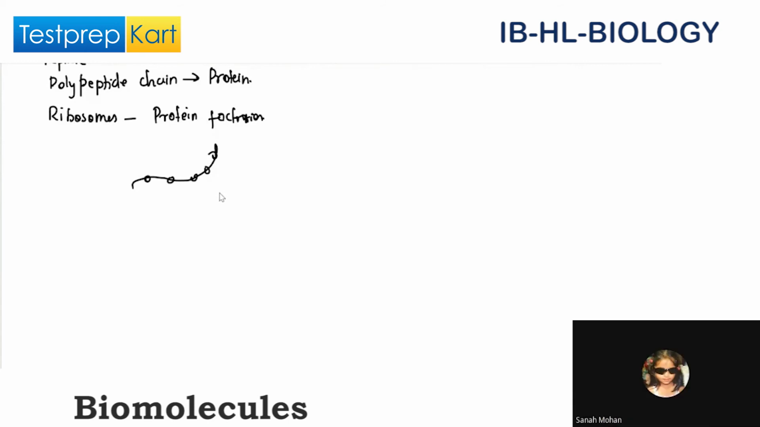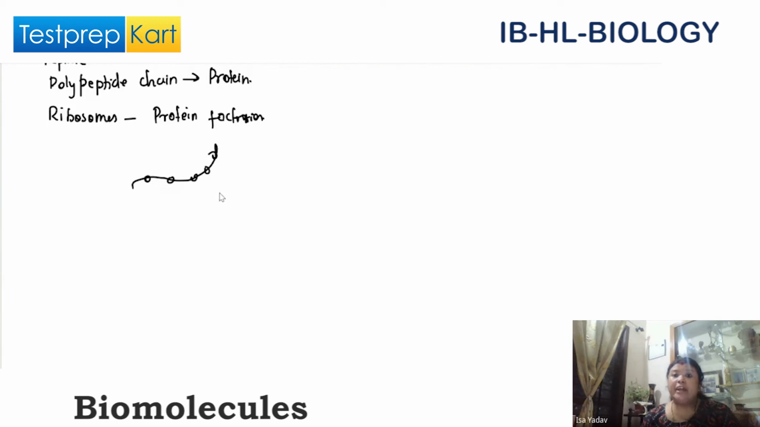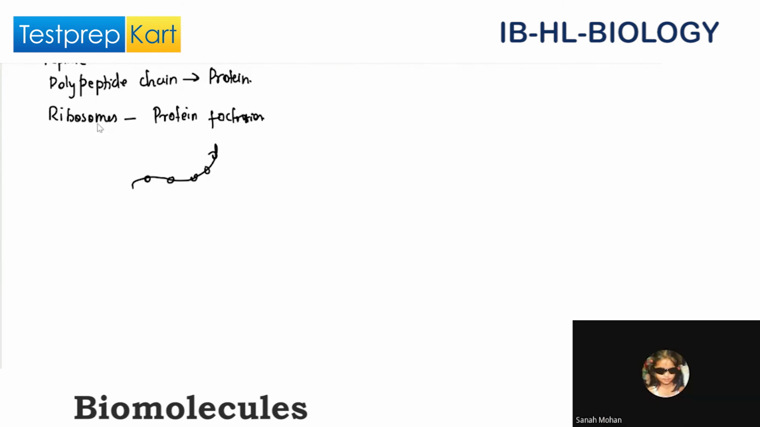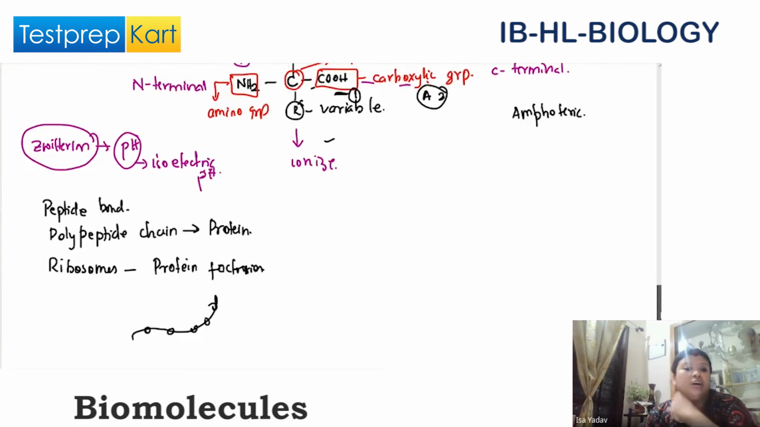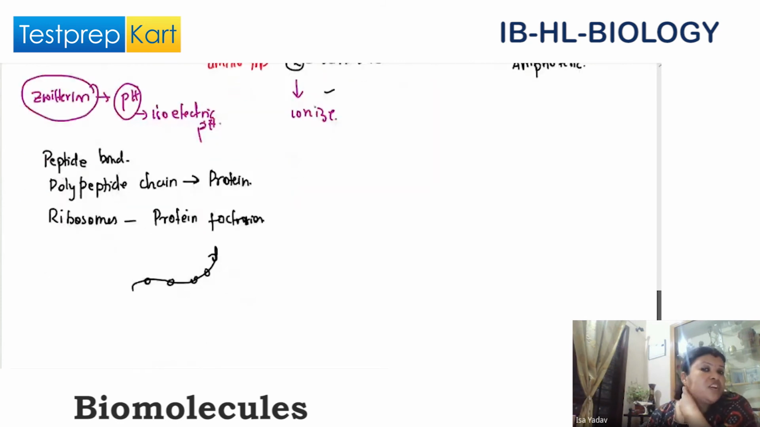Clear? Okay. Now, there are 20 amino acids. And these 20 amino acids combine in different manner to form this protein chain or polypeptide chain. Let's see a few important things. Ribosomes are called protein factories. It is in the ribosome that protein synthesis will occur.